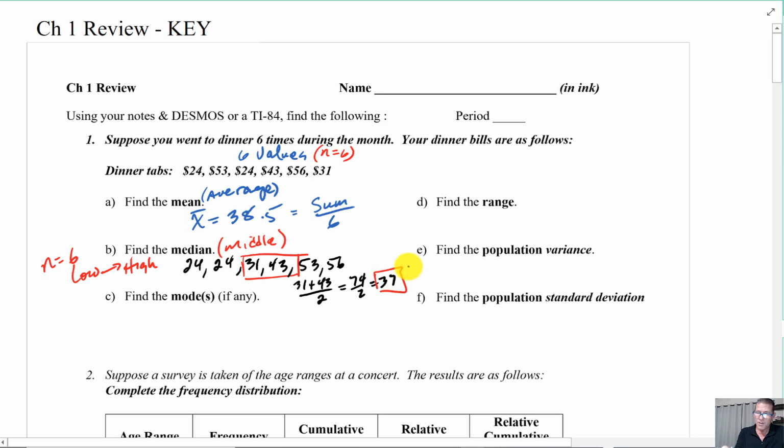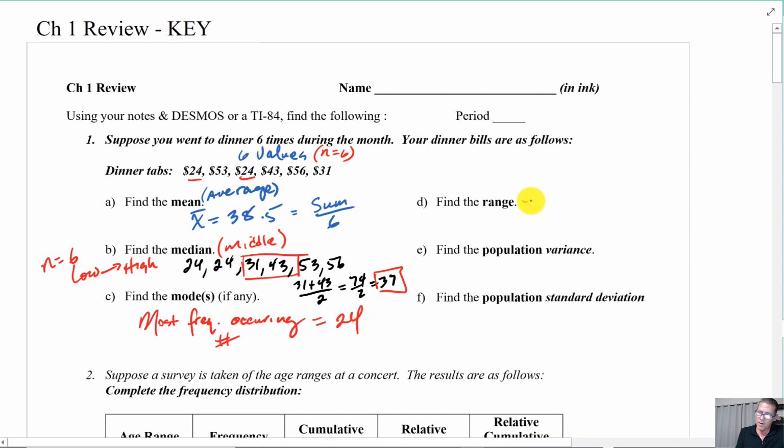All right, mode is the most frequently occurring number. So let's go ahead and write that down. So the most frequently occurring number. And of course, it occurs not once but twice. And so the mode is 24.